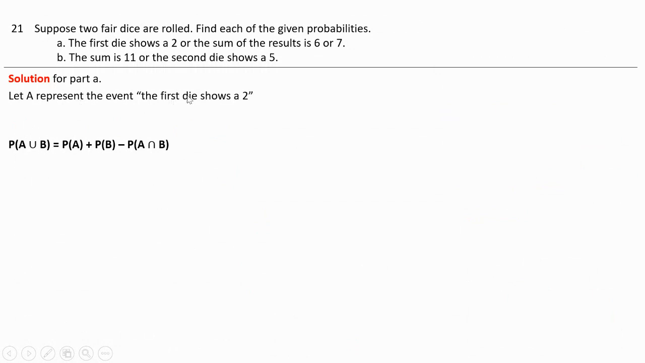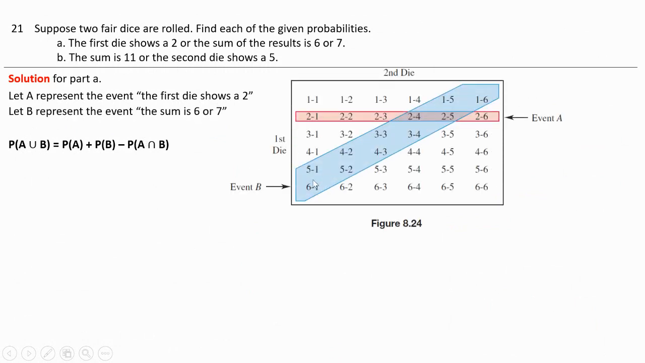So then A represents the event where the first die is a 2, right? That's the event for the first die being a 2. And let B be the event which is a sum of 6 or 7. So this is the first die here, right, which is 2. The event A is going to be 6 out of a total of 36. Now, event B, where the sum is 6 or 7. So there's 1, 2, 3, 4, 5, 6, 7, 8, 9, 10, 11. It's going to be 11.